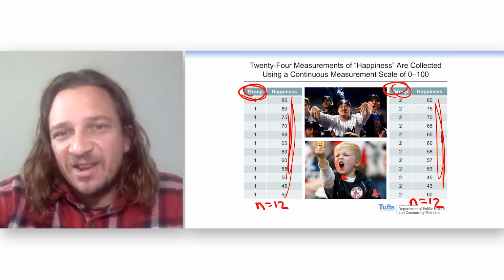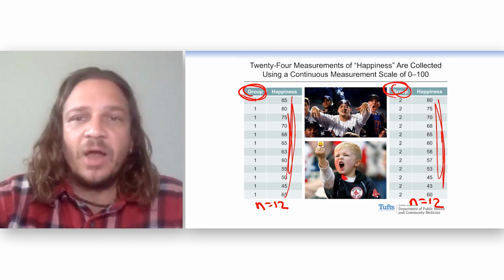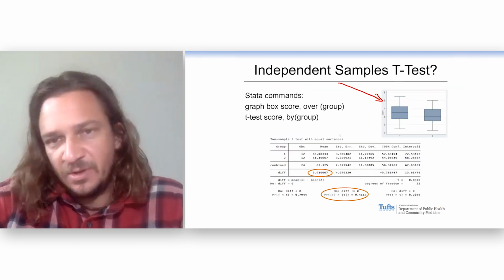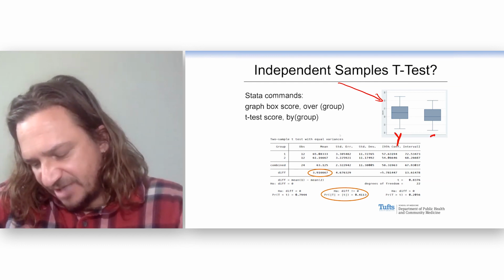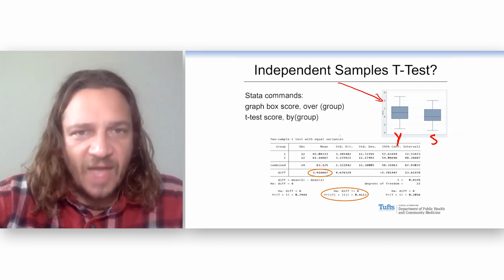So by looking at your data, it might be easier to take a little visualization, and we can do a little box plot. Here's a box plot of these data. We have our 2 groups. These are the Yankee fans here, and these are the Sox fans here. And you can see that there's a lot of overlap.